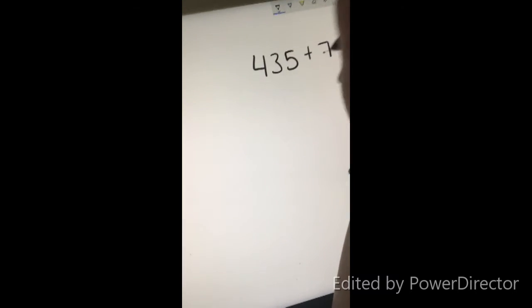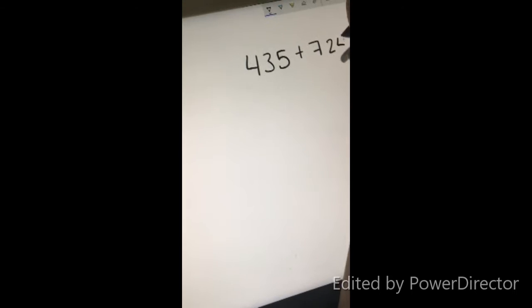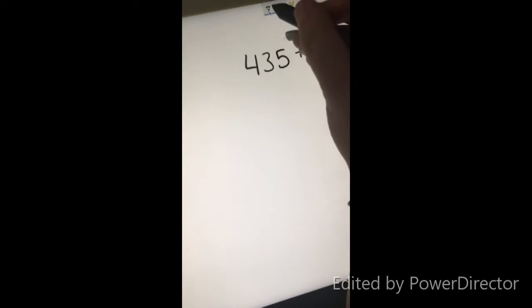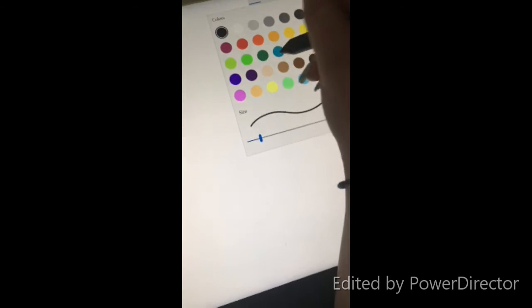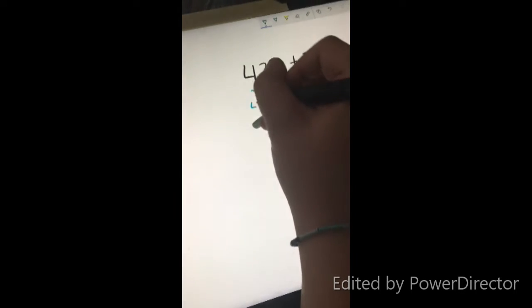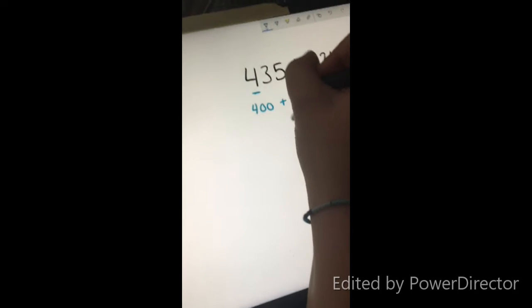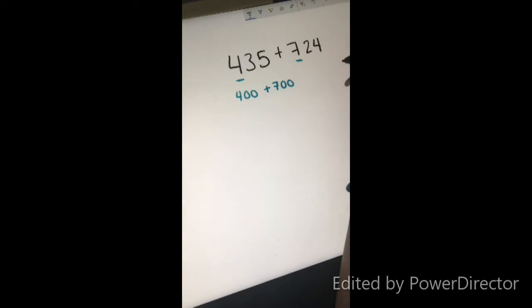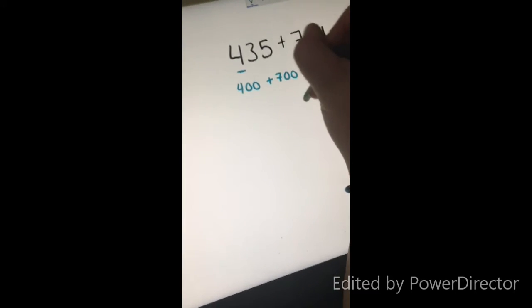We're going to do one that's a little bit more tricky. We're going to do 3-digit numbers. So we're going to take the number 435 plus 724. We start first with the hundreds place. So 400 plus 700, which gives us 1100.